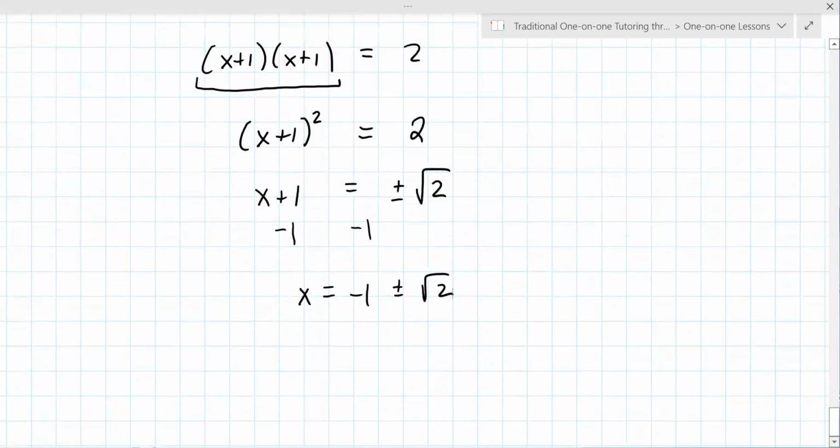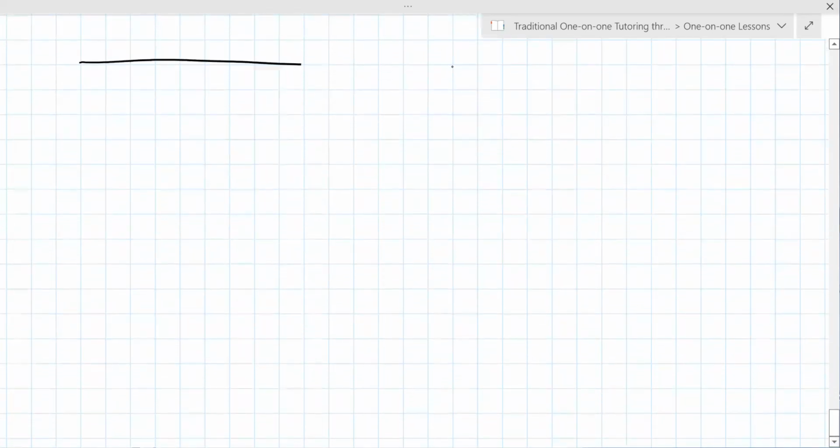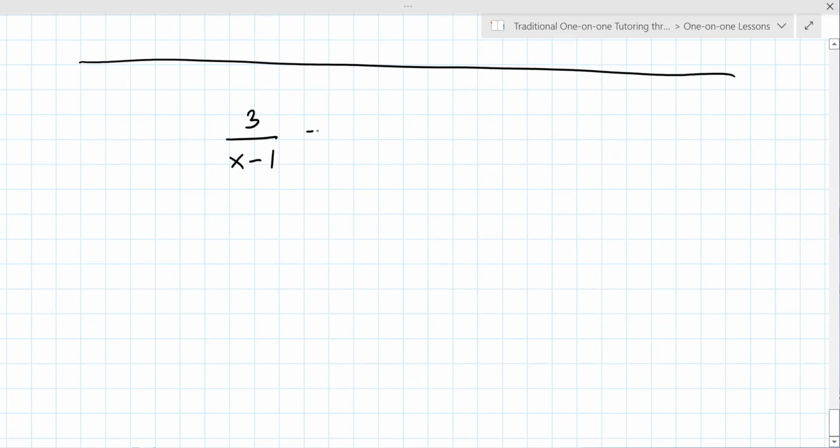Okay. So let me give you another problem here to look at. It's kind of the same type of problem. 3 over x minus 1 equals x minus 1. I'd like you to solve for x.